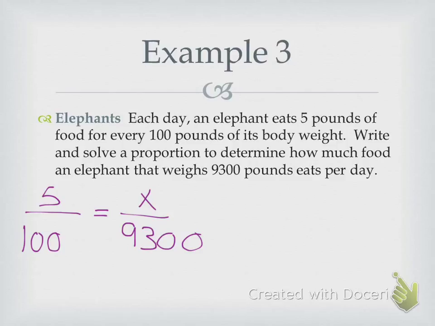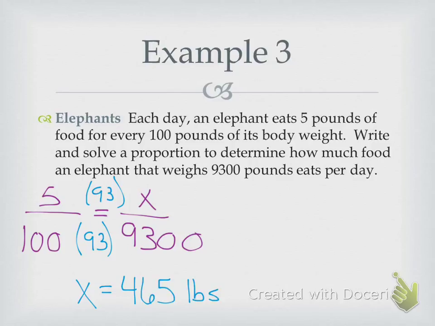Does it say which method to use? Nope, so I can solve it whatever method I want. I could solve it with algebra. I could solve it with equivalent ratios. I think equivalent ratios is probably the easiest, because what's my missing link? 93. So what's 5 times 93? x equals 465, and make sure you label pounds of food.